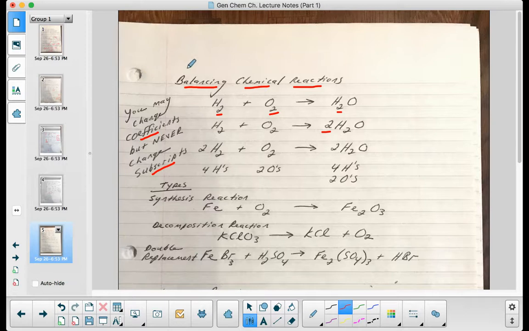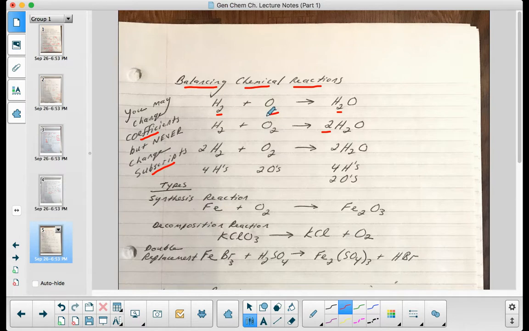Okay, last segment for this week, balancing chemical reactions. So here's a simple chemical reaction. It's the synthesis of water by combining hydrogen with oxygen. And so hydrogen always has to be diatomic, H2, oxygen also always diatomic, O2.